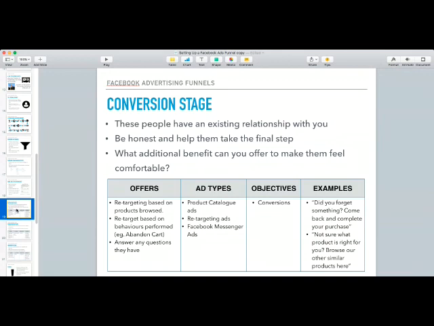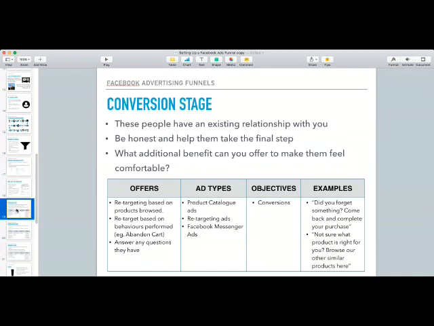So some of the different offers that you can use. Retargeting is a big one on this, and retargeting we covered in last week's webinar, about how you can retarget people that perform different behaviours, both interacting with your Facebook ads themselves, but also on your website as well. So retargeting based on products browsed, retargeting based on behaviours performed, like I said, abandoning my cart, so adding it to cart and leaving, and also often answering any questions that they have.